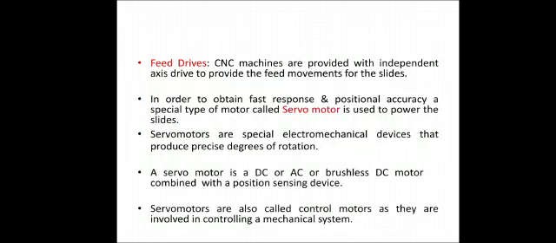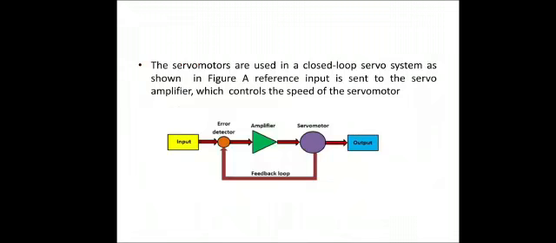A servo motor is a DC or AC or brushless DC motor combined with a positional sensing device. Servo motors are also called control motors as they are involved in controlling a mechanical system. The servo motors are used in a closed loop servo system as shown in the figure. A reference input is sent to the servo amplifier which controls the speed of the servo motor.